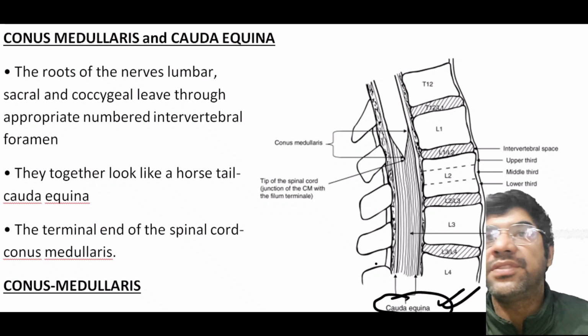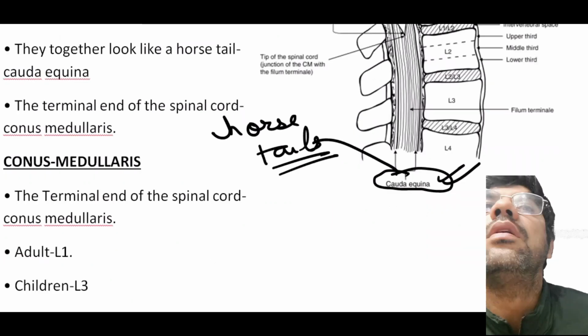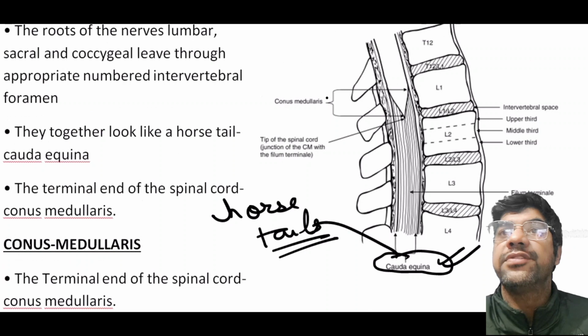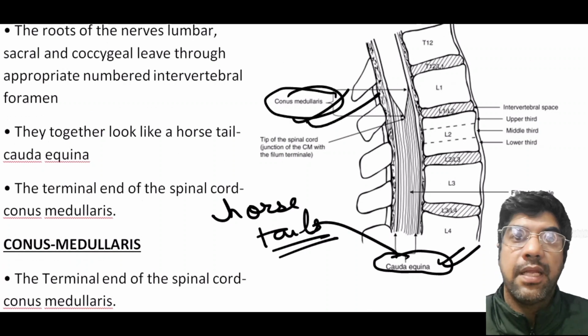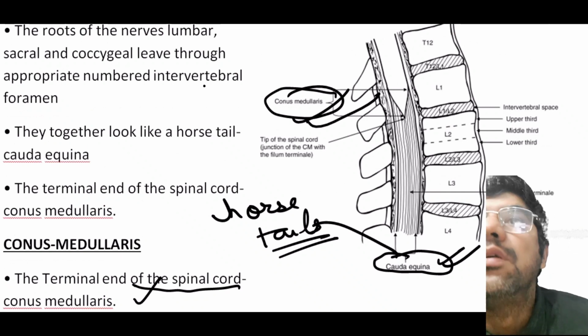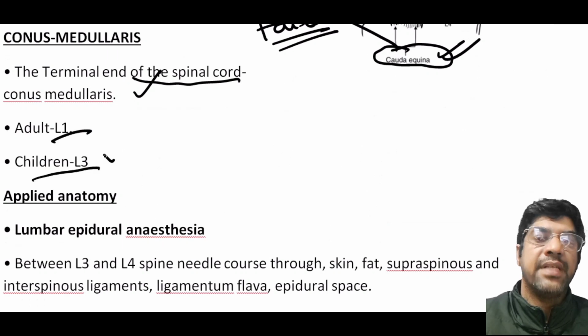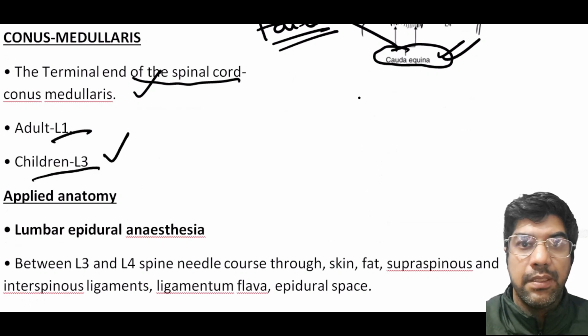That it resembles just like a horse tail. The other is the conus medullaris. The terminal end of the spinal cord is the conus medullaris. In adults, it is at the L1 segment, and in children, it lies at the L3 segment.